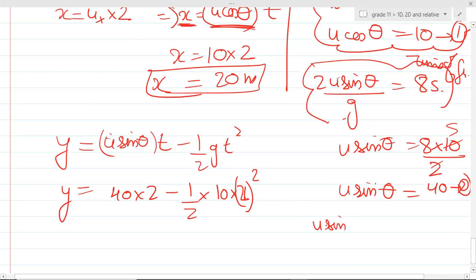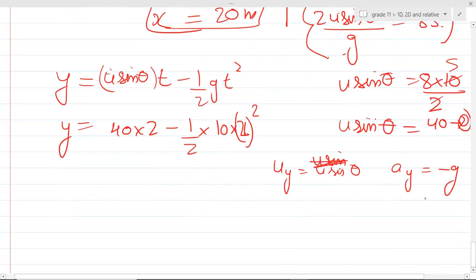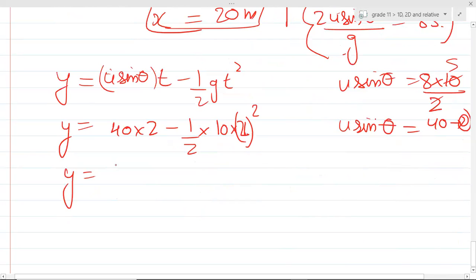u sin θ. What is the initial velocity along y? u sin θ. What is the acceleration along y? It is minus g. So will you be doing this thing every time? So that's why, मेरे को तो आदत हो गई है. It's like I am now very used to all these formulas. Height of the wall is 60 meters.